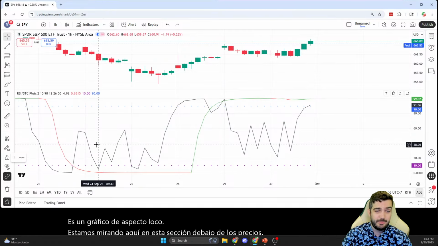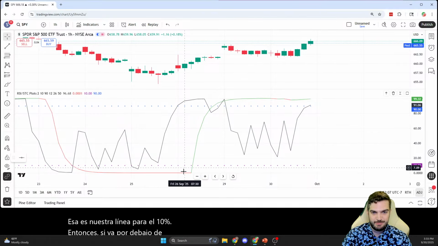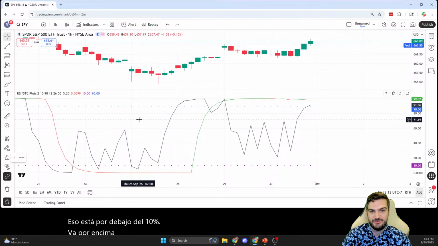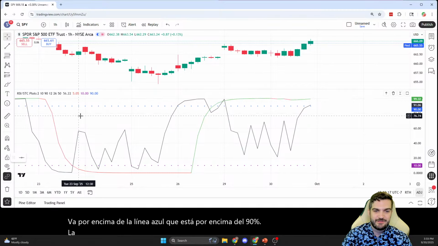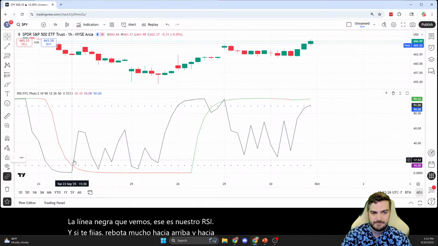And you'll notice a couple of different lines. We have a dotted line at the bottom. That's our line for 10%. So if it goes below that dotted line, that's below 10%. If it goes above the blue line, that's above 90%. The black line that we see, that's our RSI. And if you'll notice, it bounces up and down a lot. We're using 1-hour bars here.